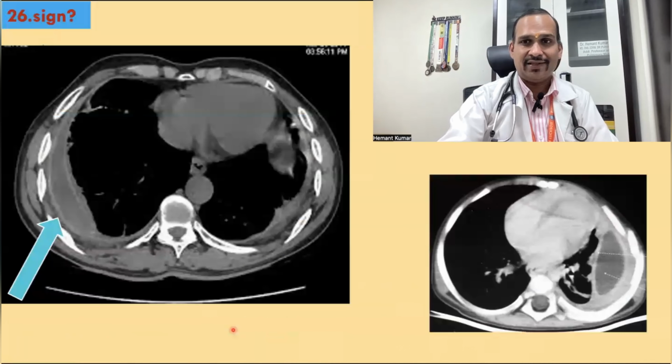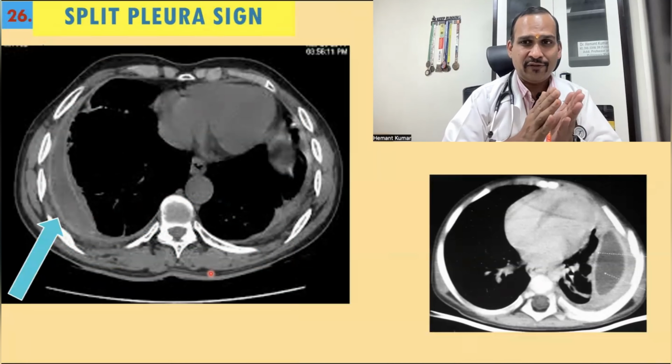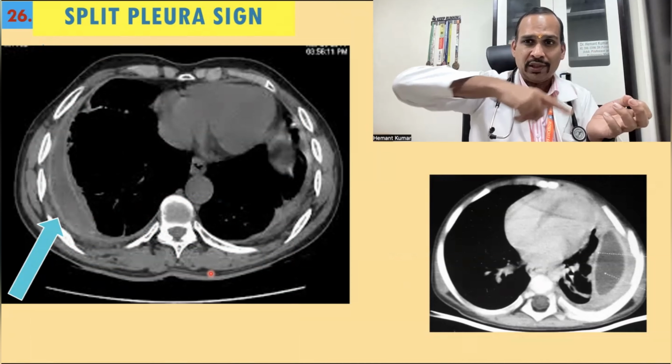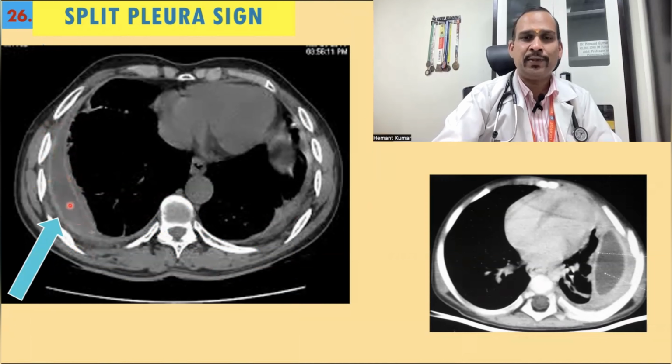Now, what is this sign? This is a common sign, very good, the split pleural sign. Whenever there is a collection of fluid and surrounding that there is pleural thickening. This is pleural thickening. Can you see white color? Pleural thickening inside the pleural effusion. This is the split pleural sign.